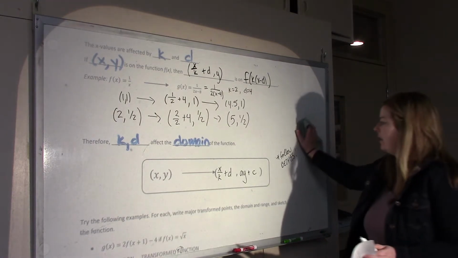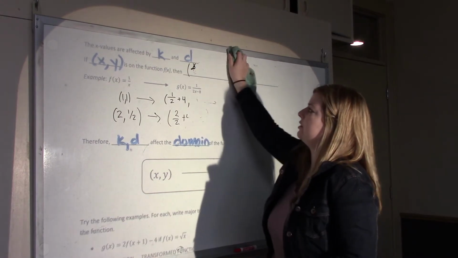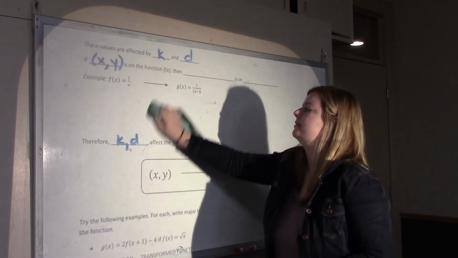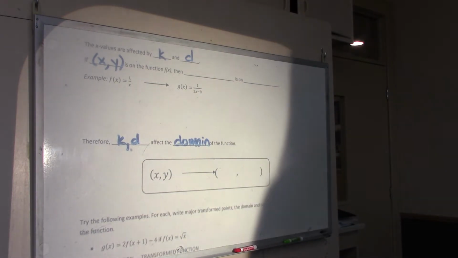So we'll start with the parent function of root x. So you can start filling out that table of values for root x, and drawing the parent function, graphing the parent function.